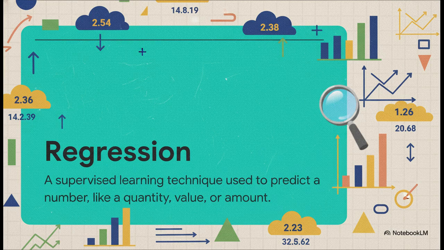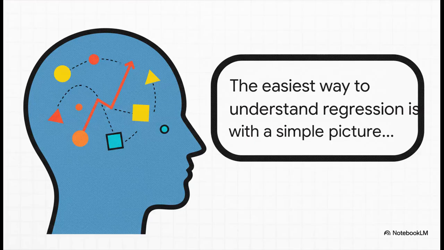It says it's a supervised learning technique. All that means is that we train the machine using data that already has the right answers included. We show it a bunch of examples, and from those examples, it learns how to predict a continuous numerical value. So basically, if you need to predict a quantity, an amount, a value, a price, chances are you're looking at a regression problem. But you know what? Enough with the definitions. The easiest way to really, truly get what's going on here is with a simple picture. So let's just visualize it.